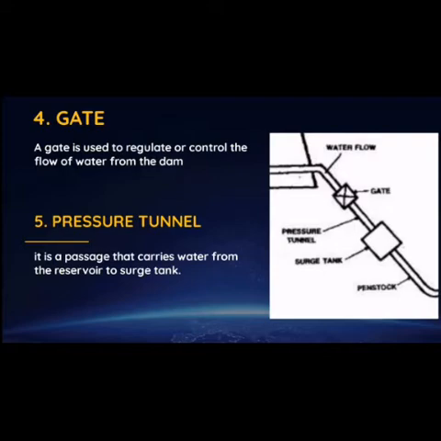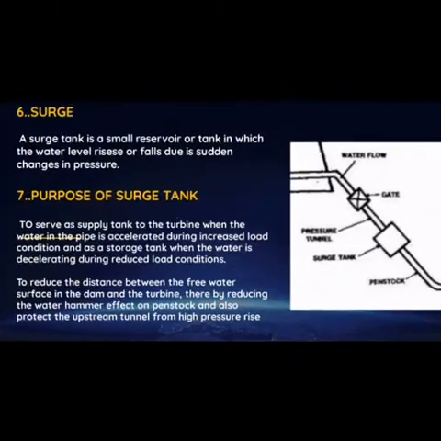So next, gate. A gate is used to regulate or control the flow of water from the dam. And fifth, pressure tunnel. It is a tunnel that carries water from the reservoir to the surge tank. And this is a gate and this is a pressure tunnel.